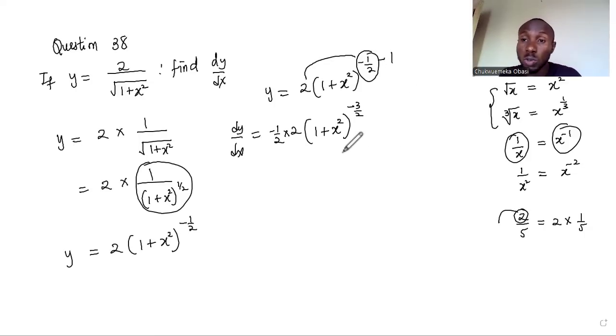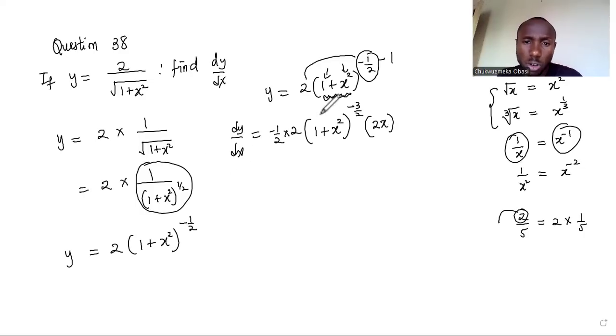The next thing we're going to do is to differentiate the inner function. That is this guy right here, not the 2. I mean the inner function. So when you differentiate 1, you get 0. When you differentiate x squared, you get what? 2x. Yeah, so to this very point, I'm very sure this is really clear.